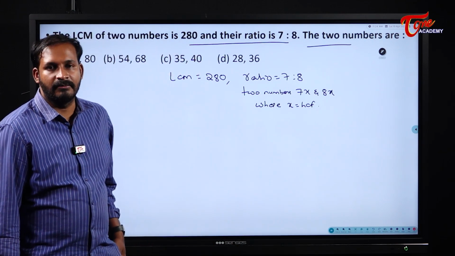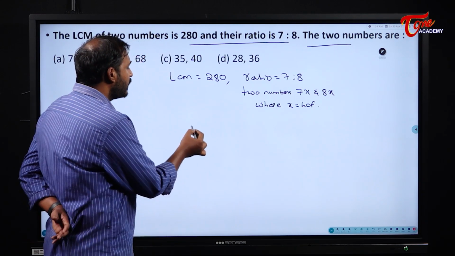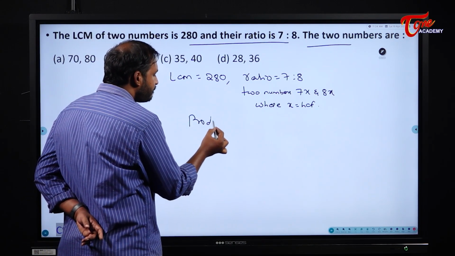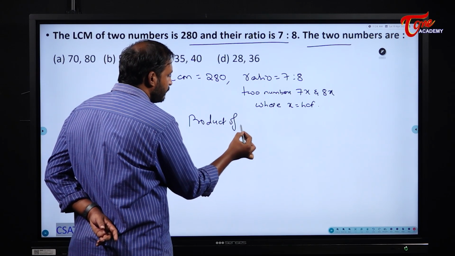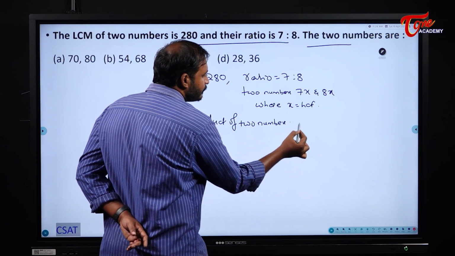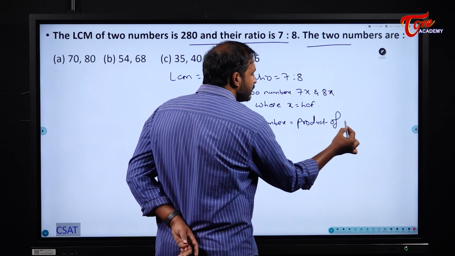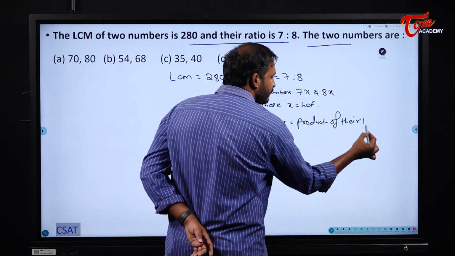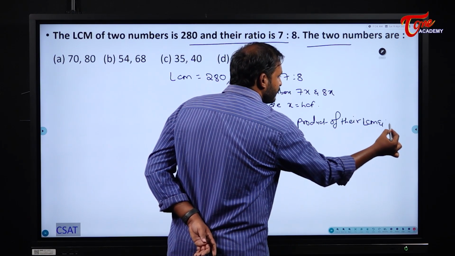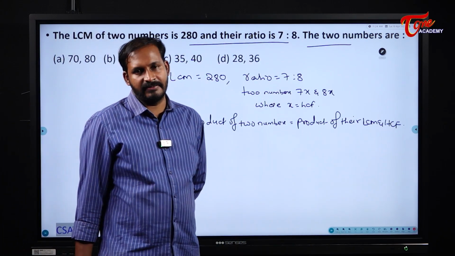We know one formula. What is the relation between LCM, HCF and the two given numbers? Product of two numbers is equal to product of their LCM and HCF. We all know this formula. Product of two numbers will be equal to product of their LCM and HCF, right?